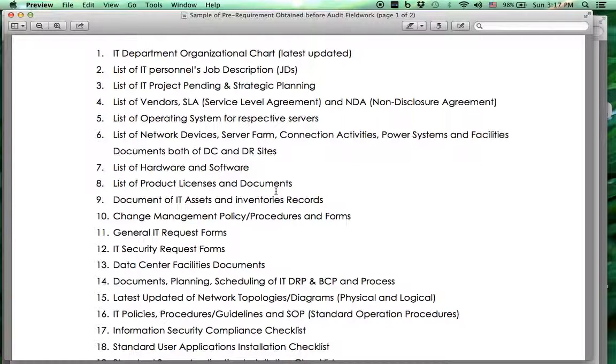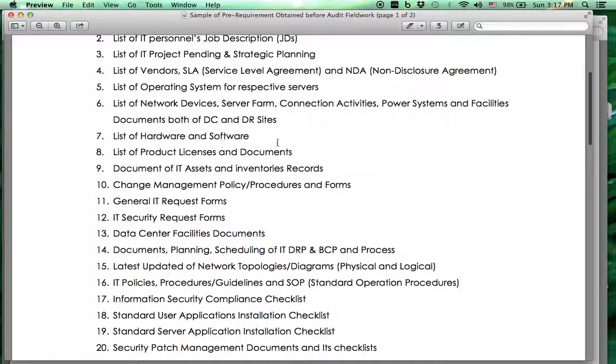This is very critical, as it is exposed to software piracy and can lead to legal risk or reputation damage if the control environment is not effective. So you need to obtain the list of product licenses from the custodian, from the people in charge, if your scope relates to IT fixed asset management or IT inventory management.